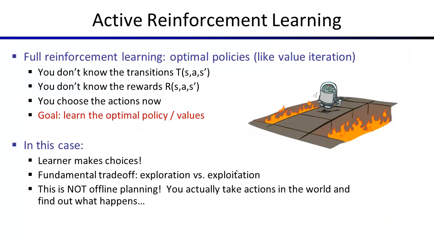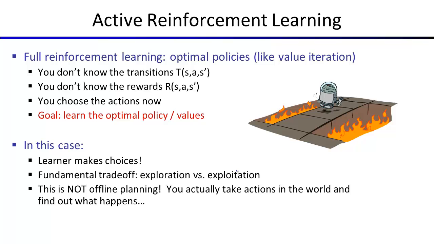So in full reinforcement learning, we're going to traffic in optimal policies, just like value iteration. So what we'd really like to do is implement the value iteration updates somehow using samples, though we'll see it's very hard. We still don't know the transitions, we still don't know the rewards, we are going to choose the actions, and our goal is to learn the optimal policy or the optimal values, and we're going to do those at the same time, just like value iteration did. The learner is now making choices.